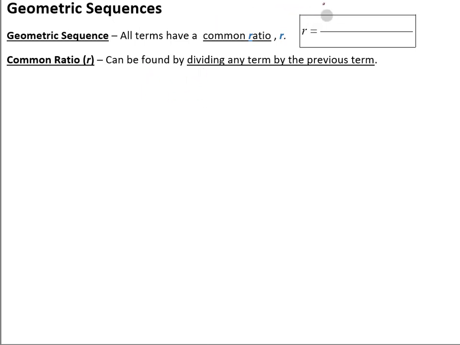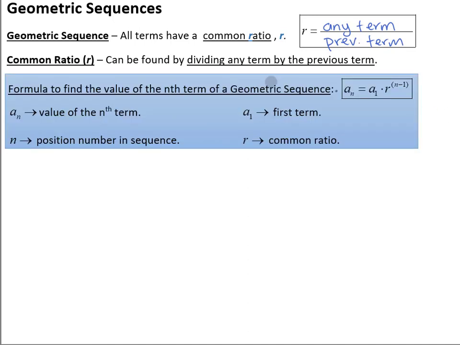So we'd say r is equal to any term, except for the first, because there's no term before it, but any term divided by the previous term. It can be found by dividing any term by the previous term.